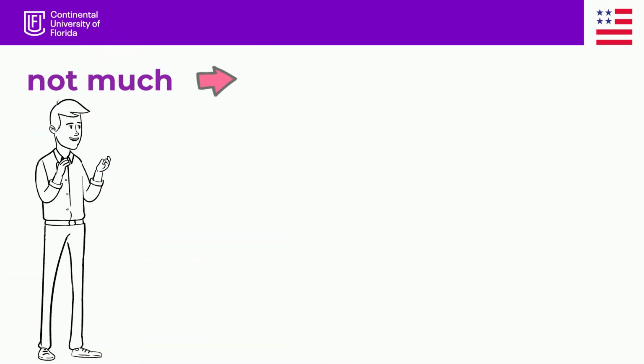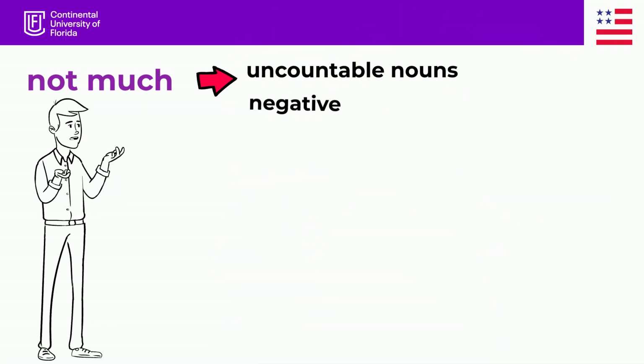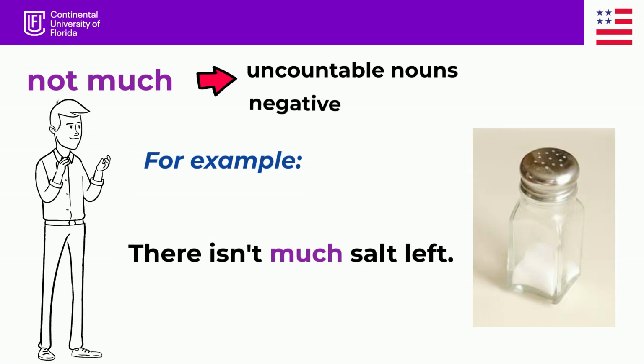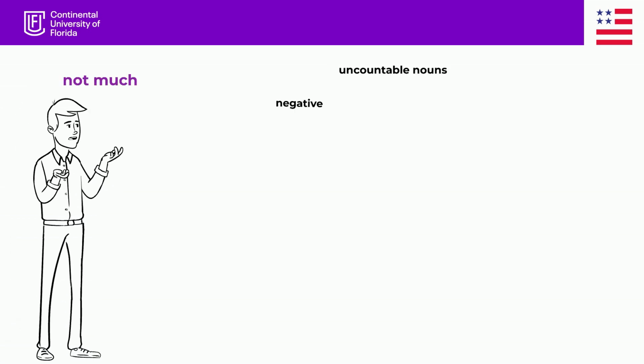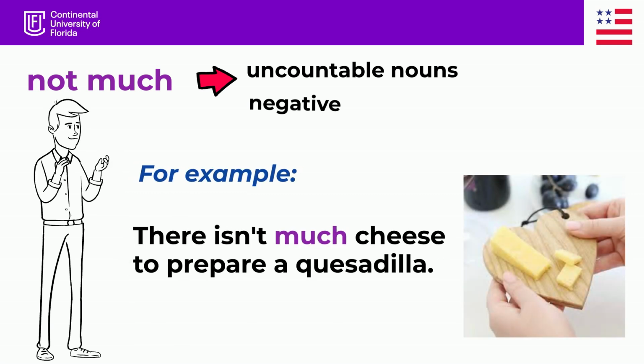On the other hand, we use not much for uncountable nouns in negative sentences. For example, there isn't much salt left. Let's take a look at another example. There isn't much cheese to prepare a quesadilla.